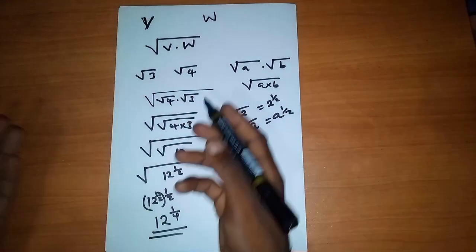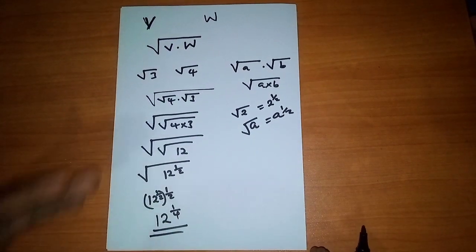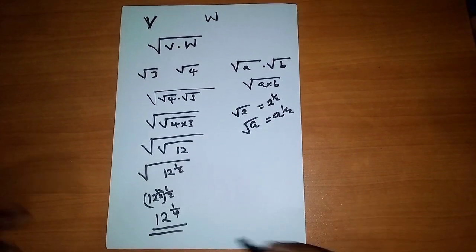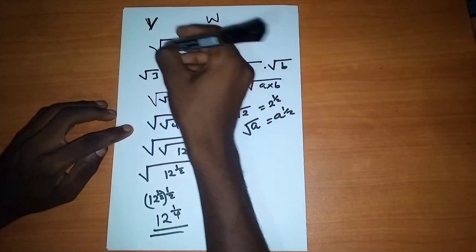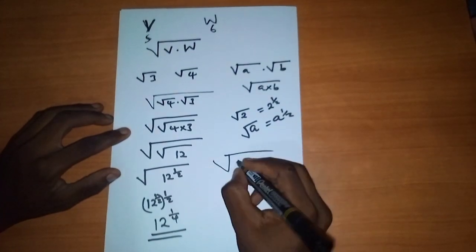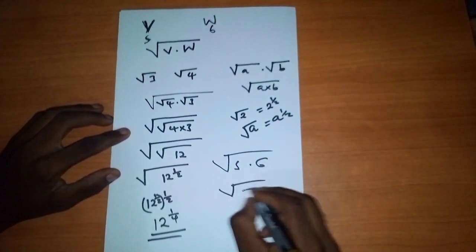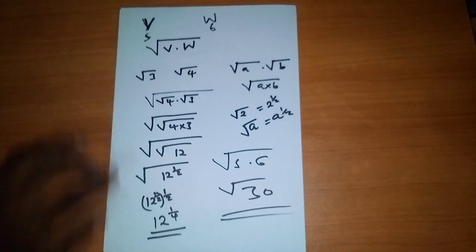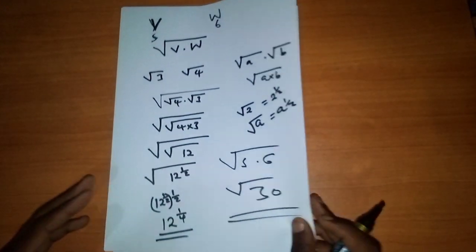It doesn't mean the numbers that you're going to be given are always going to be square rooted. They can be any numbers. Sometimes we can assume V is 5 and W is 6, and we are simply going to say 5 times 6, and the irrational number existing between these two numbers is going to be the root of 30. Now this is the first method.